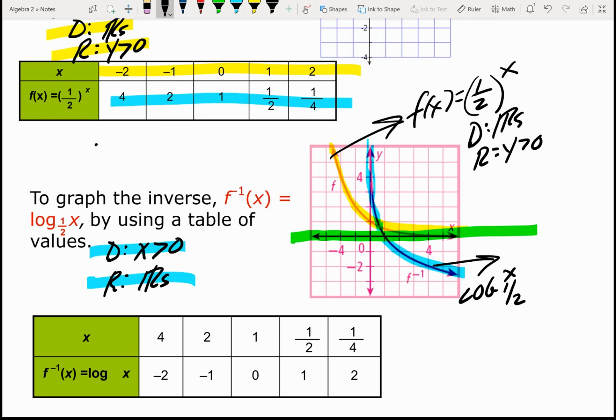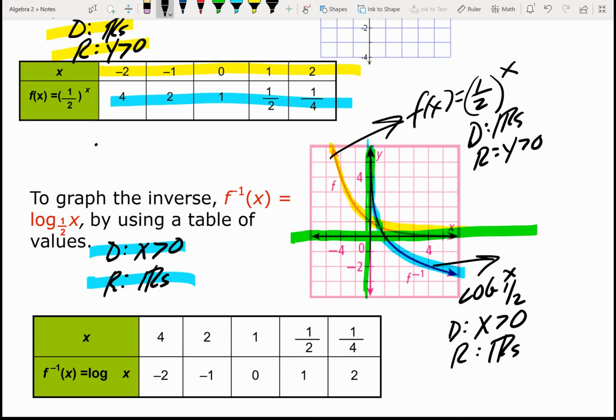Okay. And there, the domain now would be x is greater than 0. I have a vertical asymptote for that graph. X is greater than 0, but the range will be all real numbers. Again, we just switch the x and y's in the domain and range.